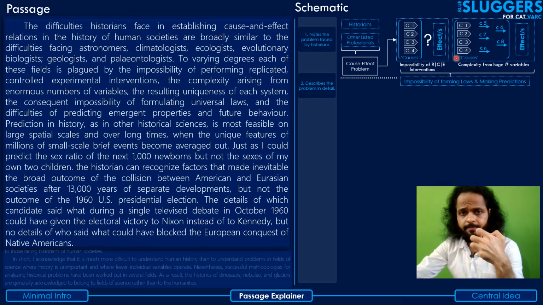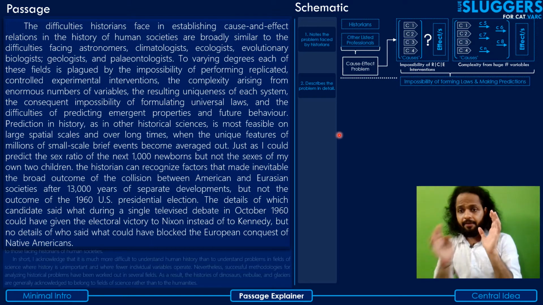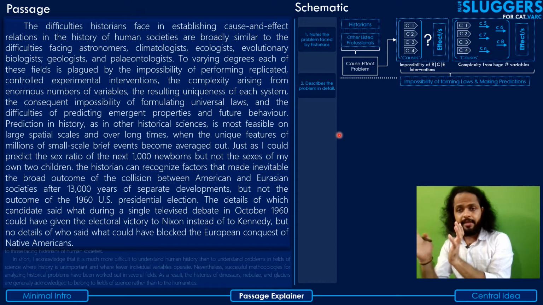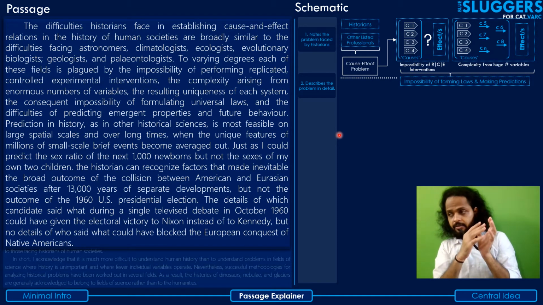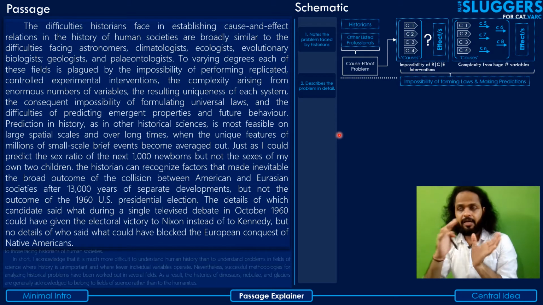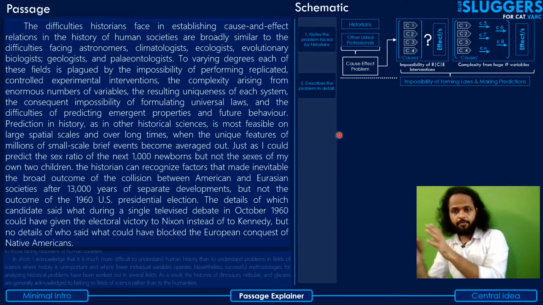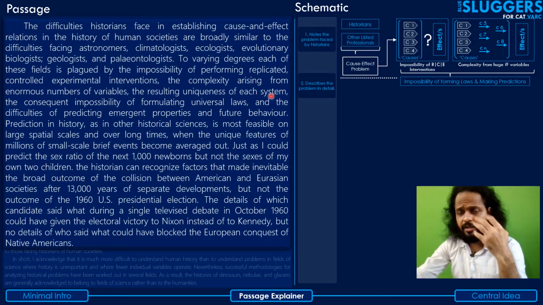becomes so complex. And resulting from that, every single case becomes a unique case because of the huge number of variables involved, right? So every different case will have a different set of variables involved, and hence the resulting uniqueness of each system.